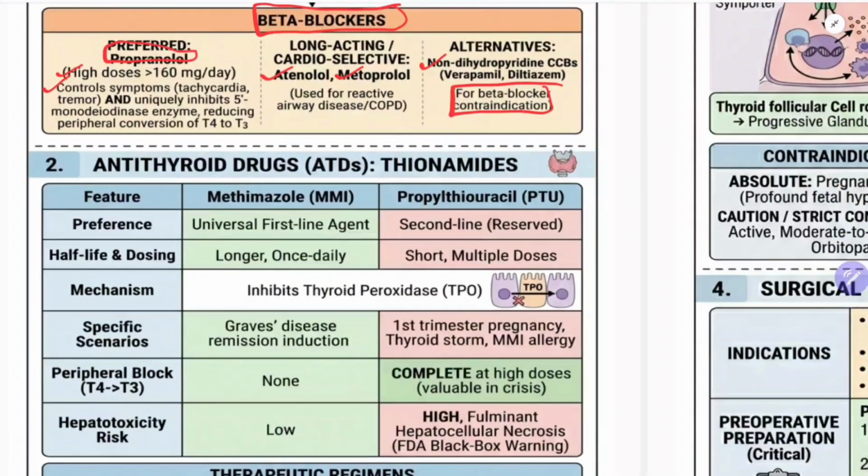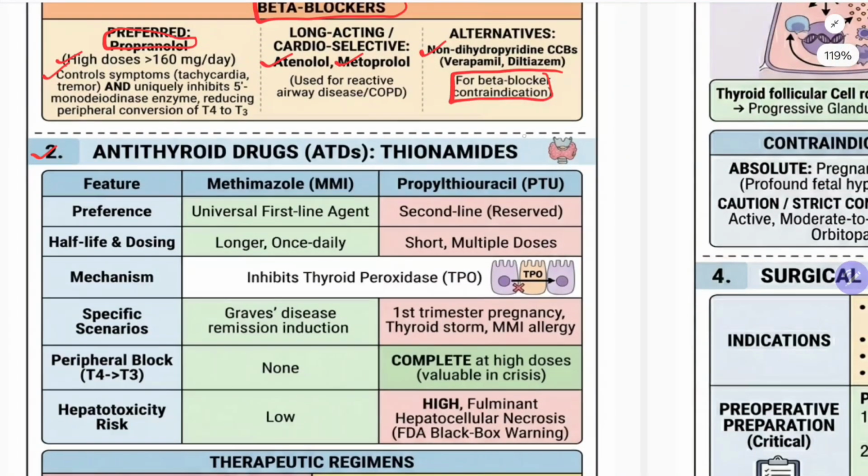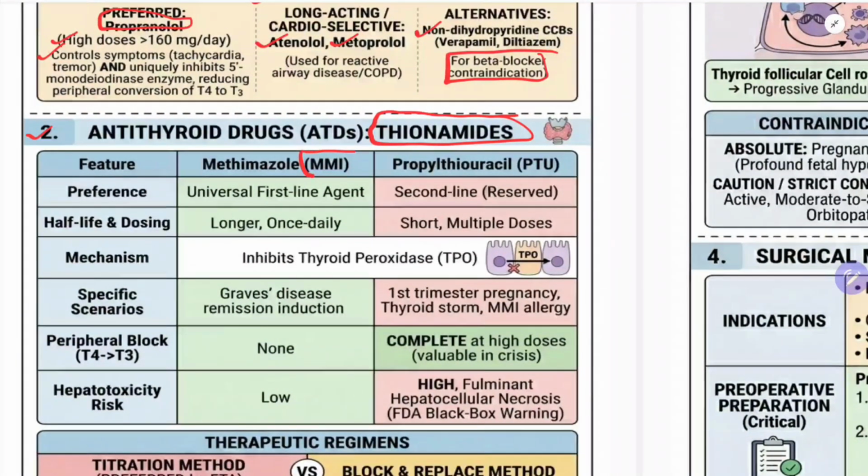Then secondly, what you are giving is anti-thyroid drugs. So there are two types of anti-thyroid drugs mainly. These are also known as thionamides. Okay. So one is methimazole and the second is propylthiouracil. So methimazole is the universal first line agent. It is a long acting agent, so once daily dosing is enough. Mechanism of action is it inhibits thyroid peroxidase.